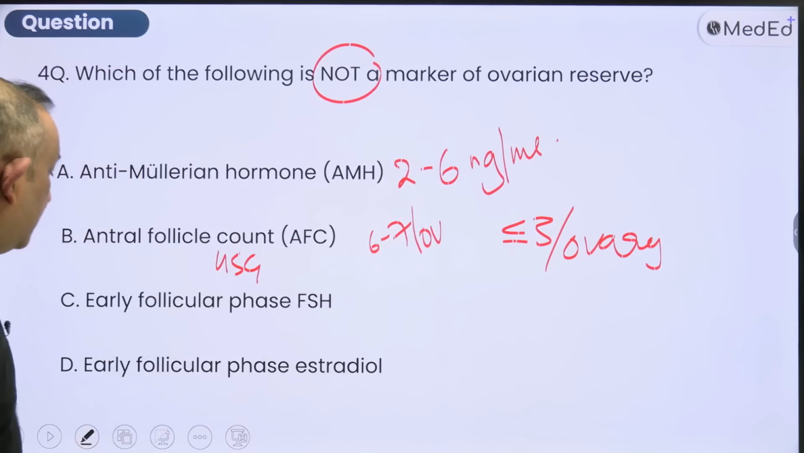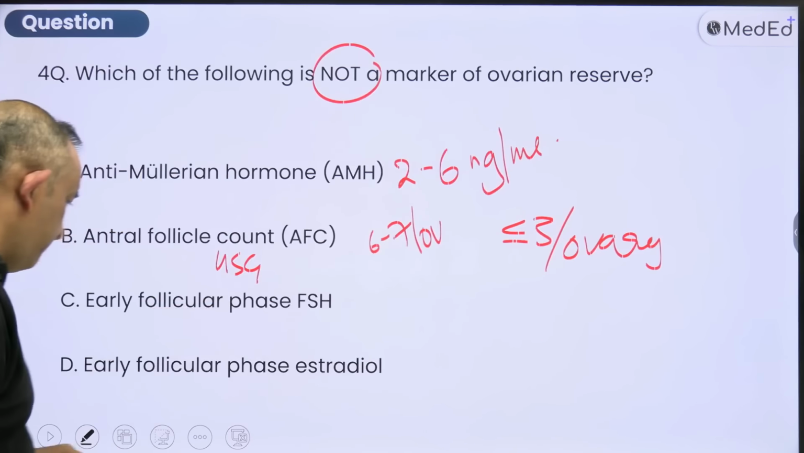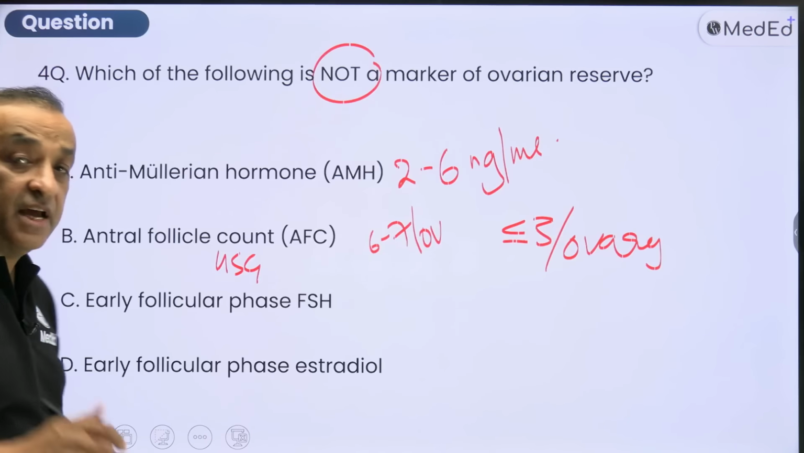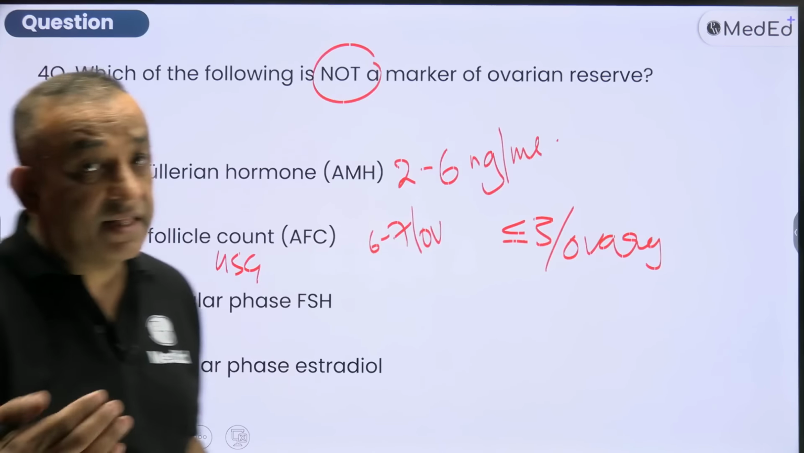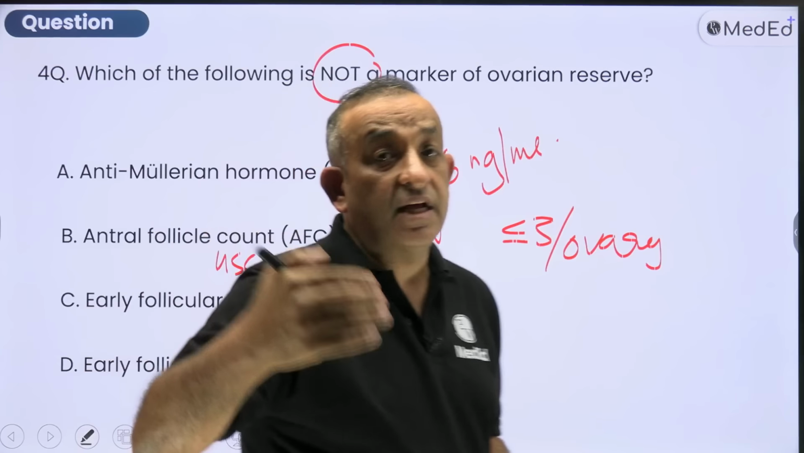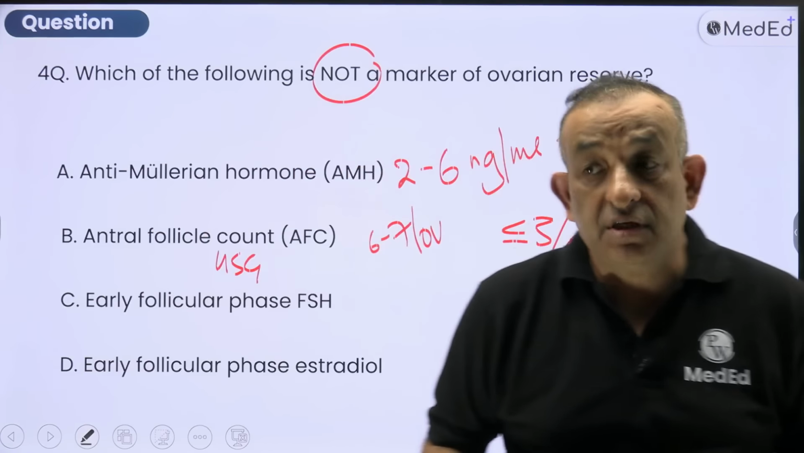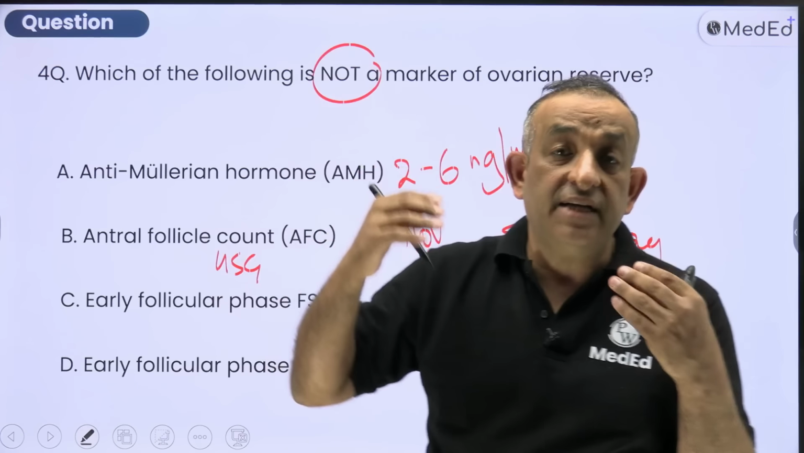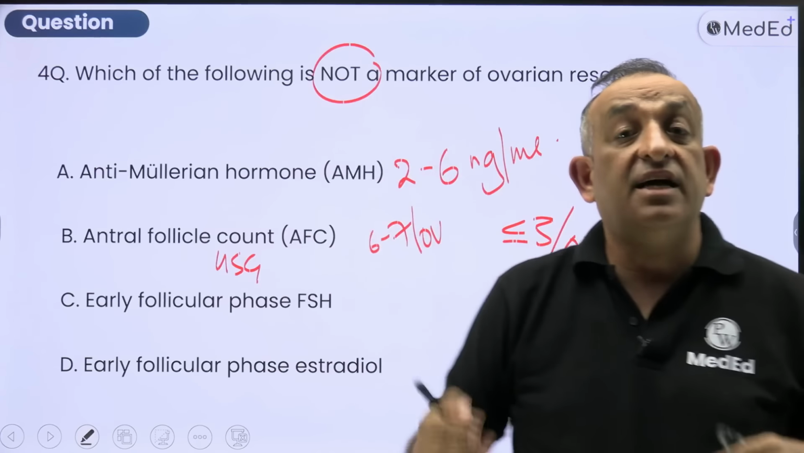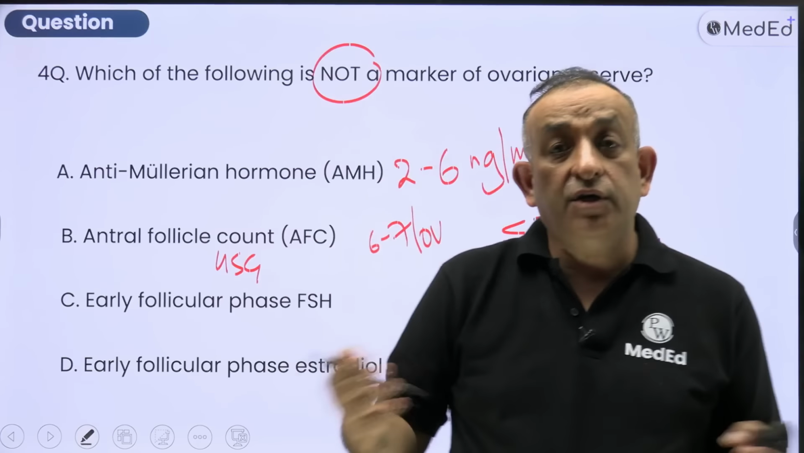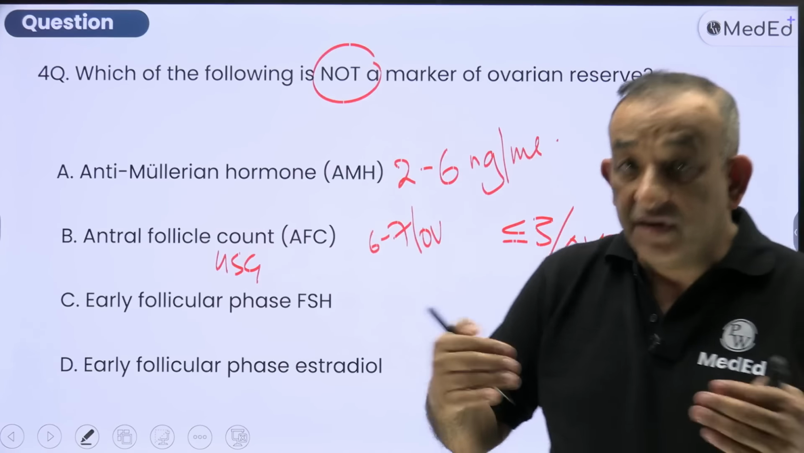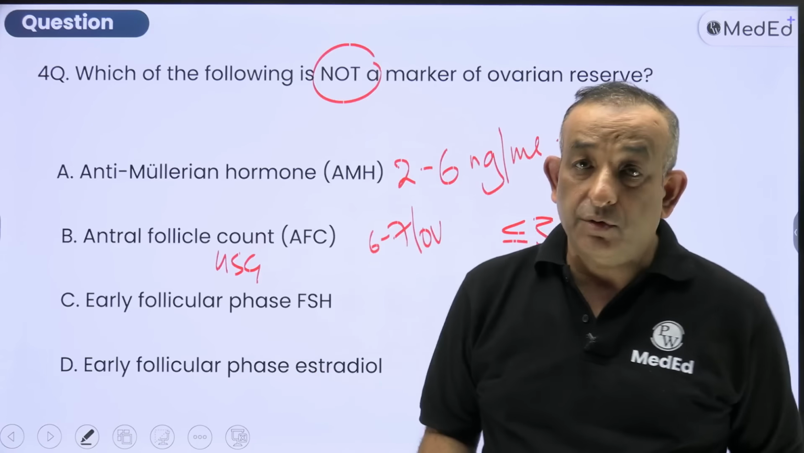So this is also a good test. Early follicular phase FSH. Yes, if the FSH is high, that is telling us that the ovaries are not making enough estrogen. So the feedback to the brain of estrogen is less, so the FSH is increasing. Essentially, an old woman around 40 to 50 will have a high FSH. But if a young woman is having high FSH, bad news, bad result.